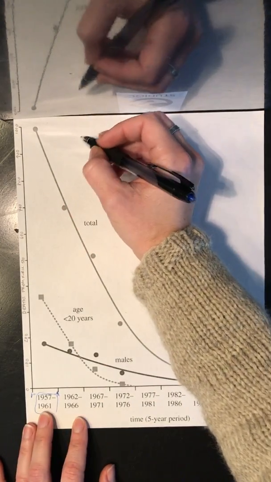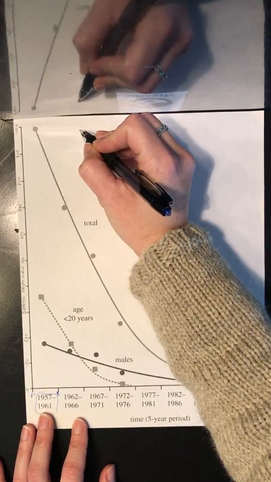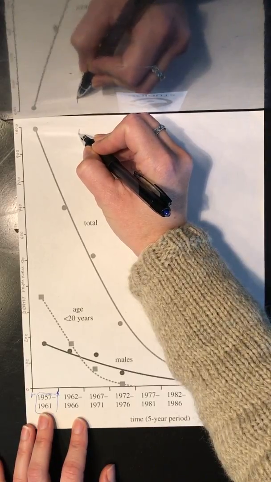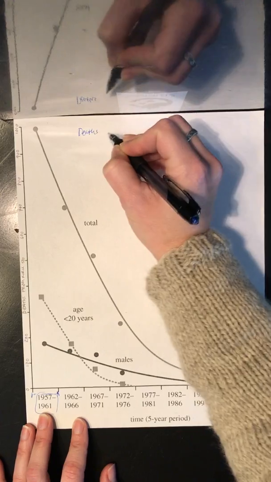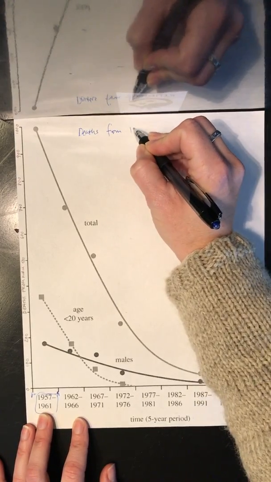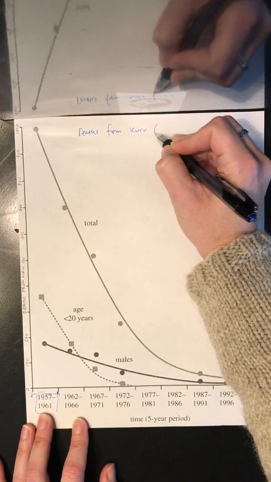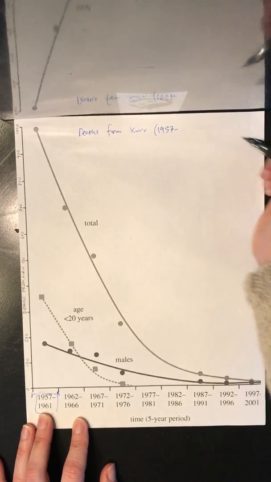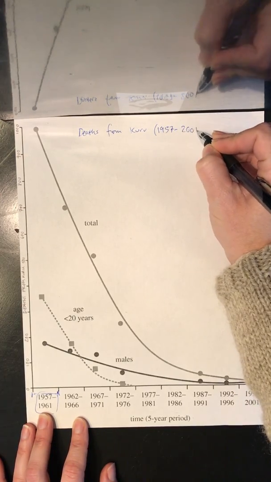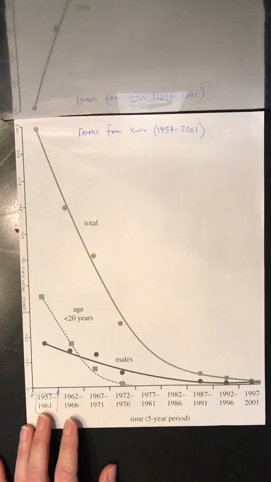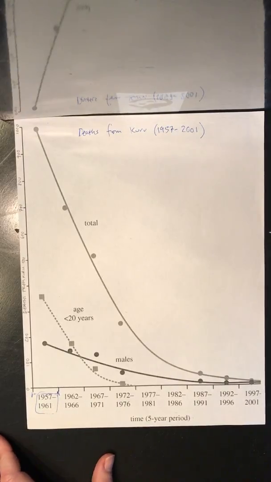So if I wanted to give this a title, I might say deaths from Kuru, 1957 to 2001. So I've given it my own title, just to remind myself that what I'm tracking here is how many people are dying from this disease as time goes on from the mid-50s to the 2000s.